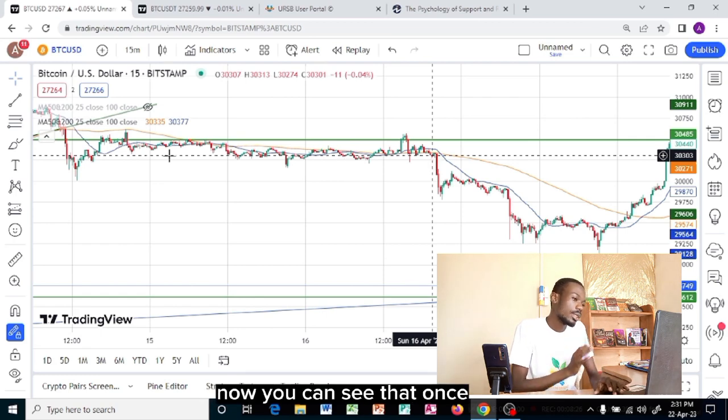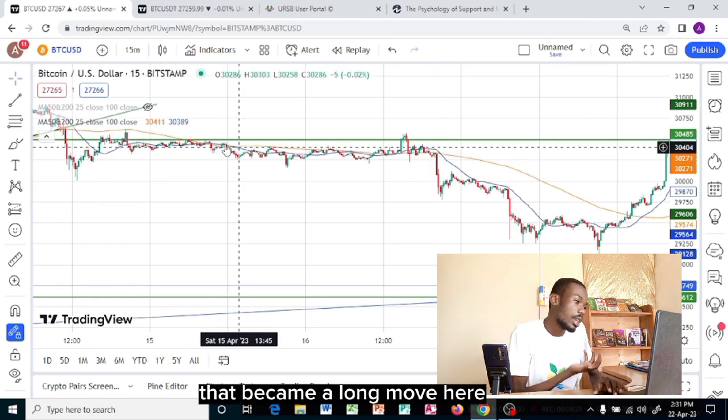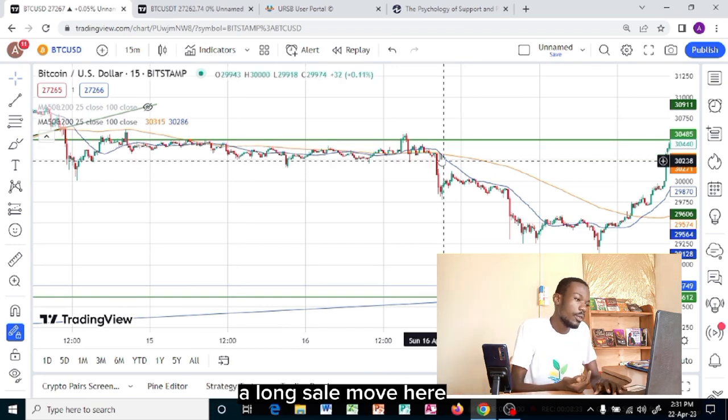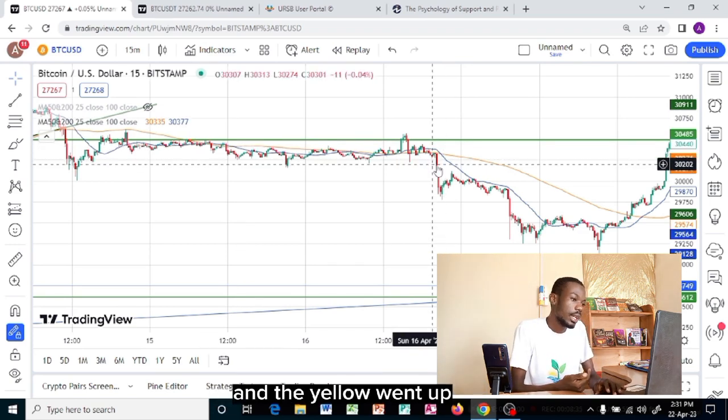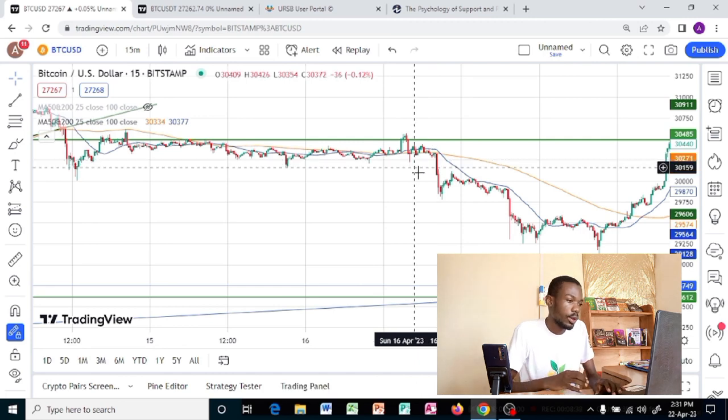You came here, you couldn't make any profit. Now you can see the good thing that it predicted: a long sell move here, when the blue came down and the yellow went up and prices were closing below.